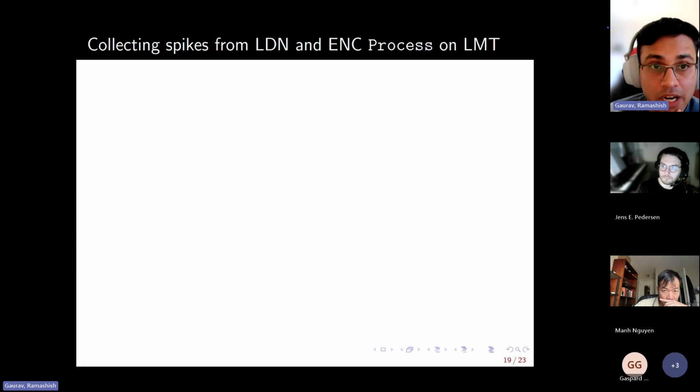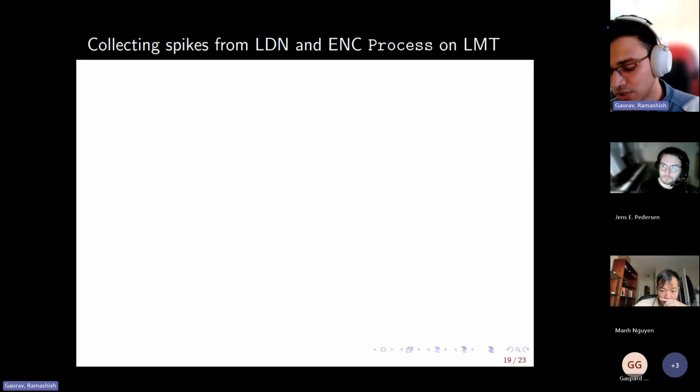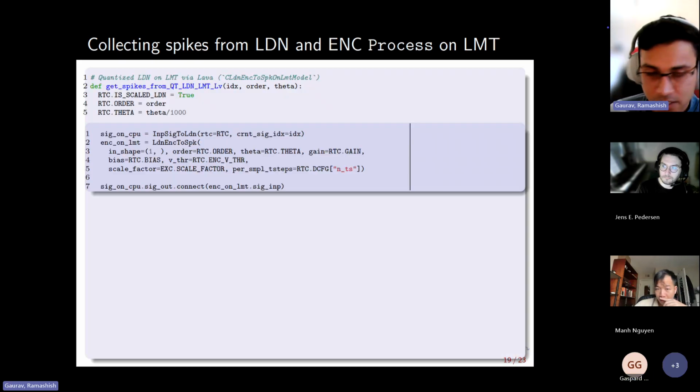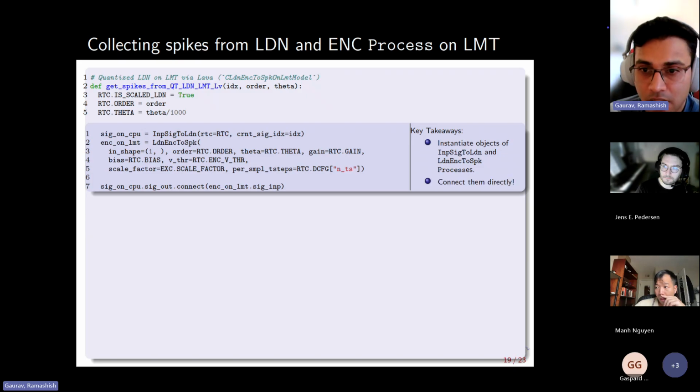Now let's talk about collecting spikes from the LDN and encoding process on LMT, sort of like combining both these processes together. So here I've initialized the input signal to LDN process, which is supposed to be deployed on CPU, and the LDN encoding to spike process, which is supposed to be deployed on the Lakemont cores. And you can just instantiate these processes and connect them directly. As I mentioned, you do not need an adapter. You just connect them directly.